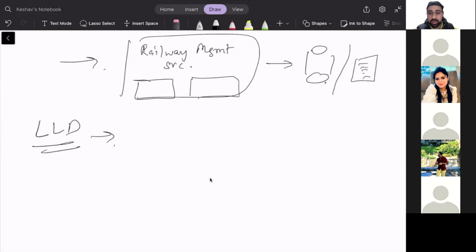Just think about the LLD part. Once we discuss, I'll also talk about how I would have approached this particular problem and how I would have solved it. Okay, are you ready? Has anyone thought of the solution to this problem?